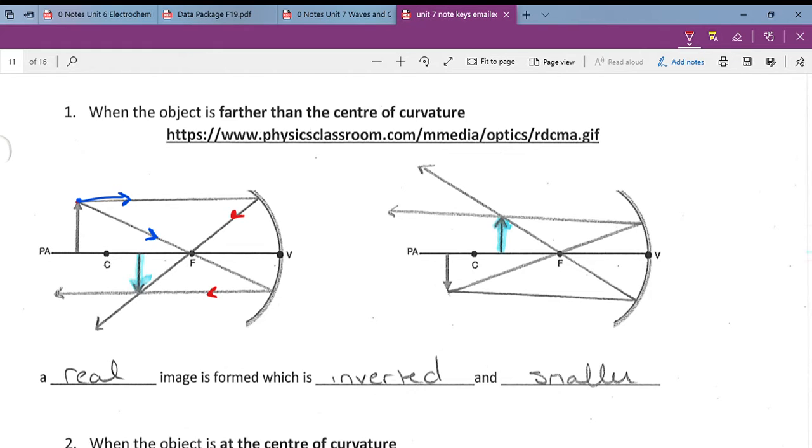Now looking at this, I can definitely see I didn't do the best job of parallel. I'm looking for the best you can. Okay, and then where these two reflected rays meet is where you're going to put the top of your image. Then we're going to describe the image.